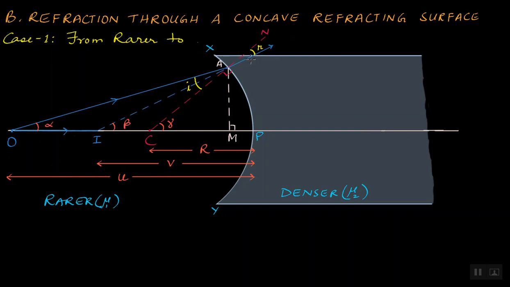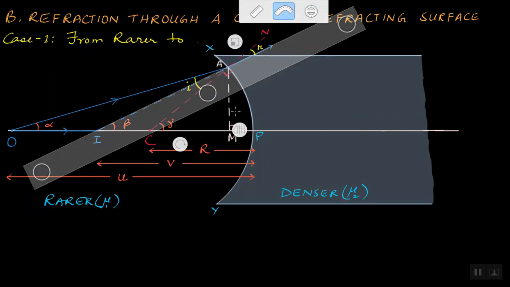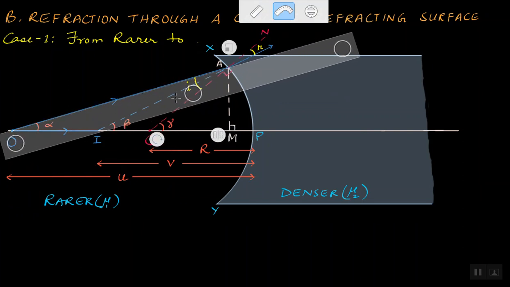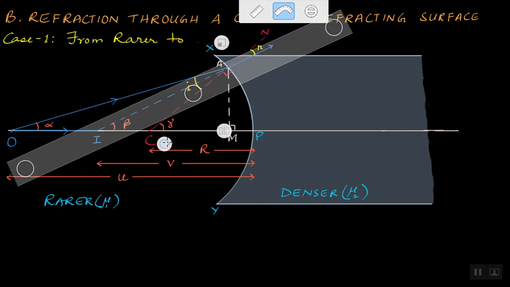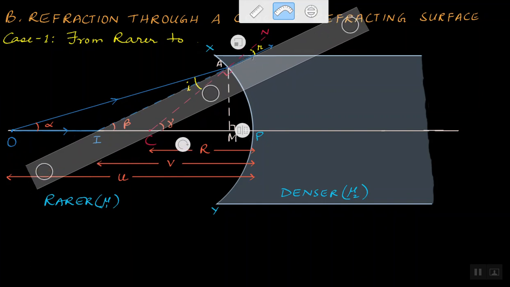This ray of light is going like this in the rarer medium and it is entering the denser medium. We know that whenever light travels from rarer to denser medium, it bends towards the normal, right? Let me show you how. This is the direction of the incident ray. But because it is entering the denser medium, it bends towards the normal. So that is why it takes this direction. Instead of going this way, it bends towards the normal.